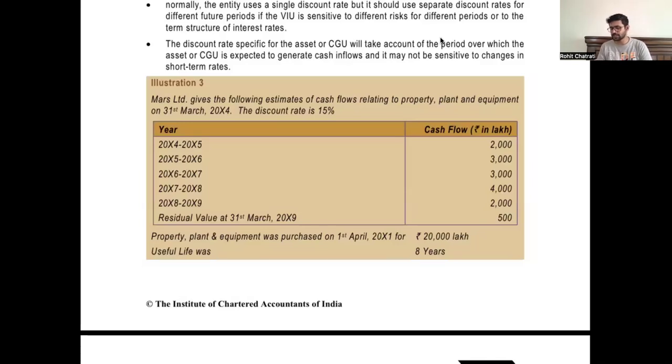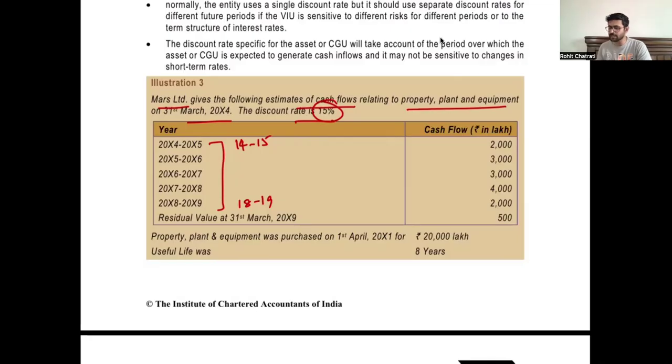All right, let's do illustration 3. Mass Limited gives the following estimates of cash flows relating to property, plant and equipment on 31st of March 2014. Discount rate is 15%. Since we're standing on 31st of March 2014, their projections start from 14-15 until 18-19. So we've got 5 years starting from 2014-15 until 2018-19.